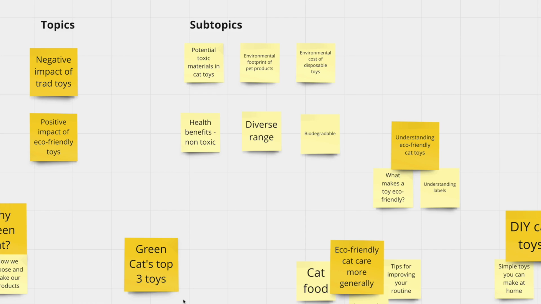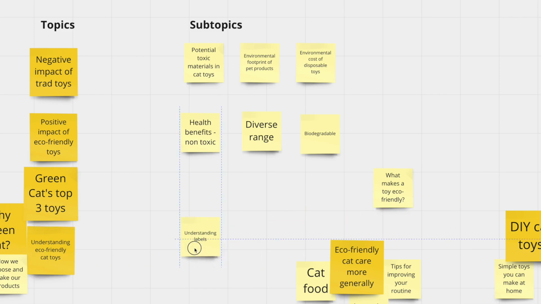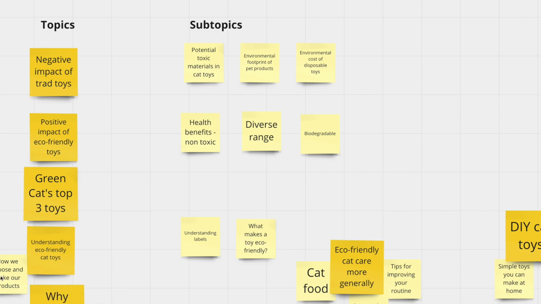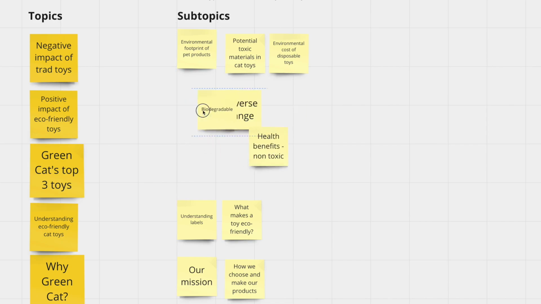My green cat post is going to start with the problems caused by traditional cat toys, introduce the solution and list some products before moving into more detailed sections, then zooming back out to the bigger picture of eco-friendly cat care more generally. The final step is to refine and order. Within each topic, order your subtopics, ensuring there's a smooth transition between each. This flow is vital for keeping your readers engaged and guiding them through your content.